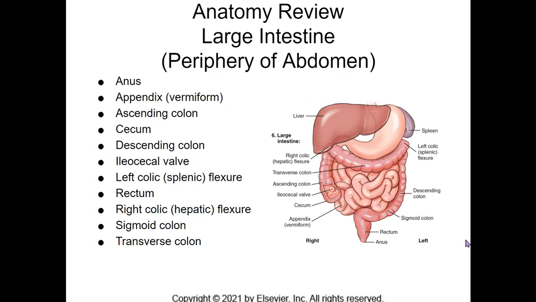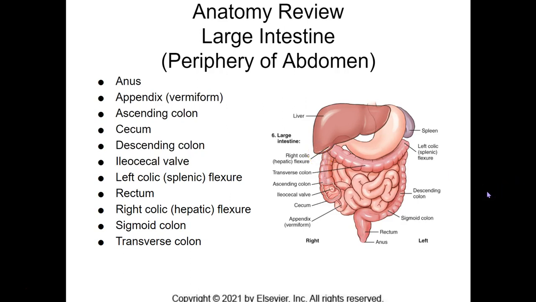The appendix is actually attached to the posterior and medial aspect of the cecum, so kind of behind and pointing medially. The vertical portion of the large intestine above the cecum is called the ascending colon. So here is the cecum, and then of course going up is your ascending colon. The ascending colon joins the transverse colon. So here's your transverse right here. They join at the right colic flexure. So right here, colic referring to colon.